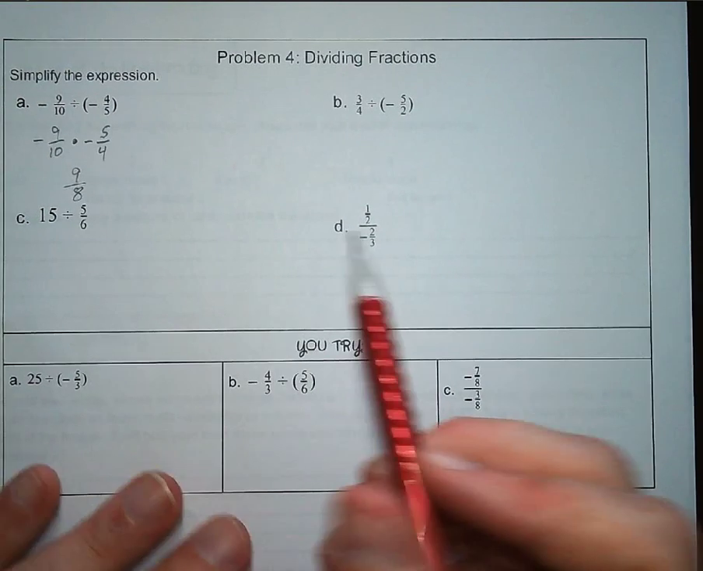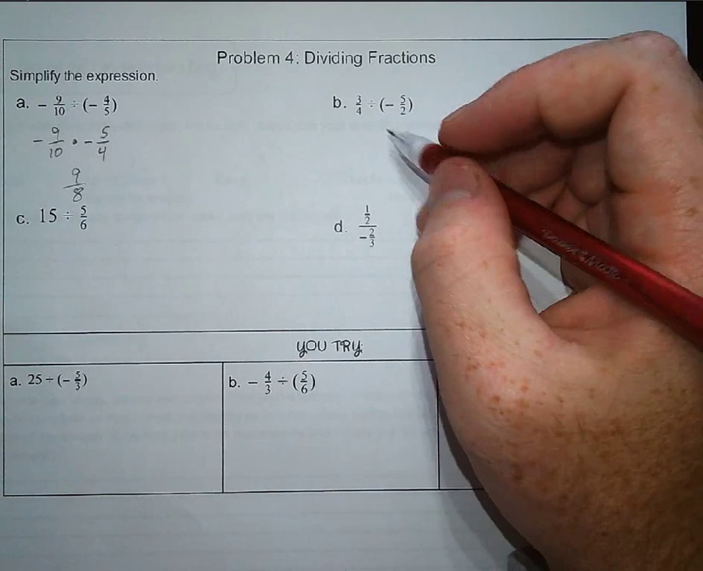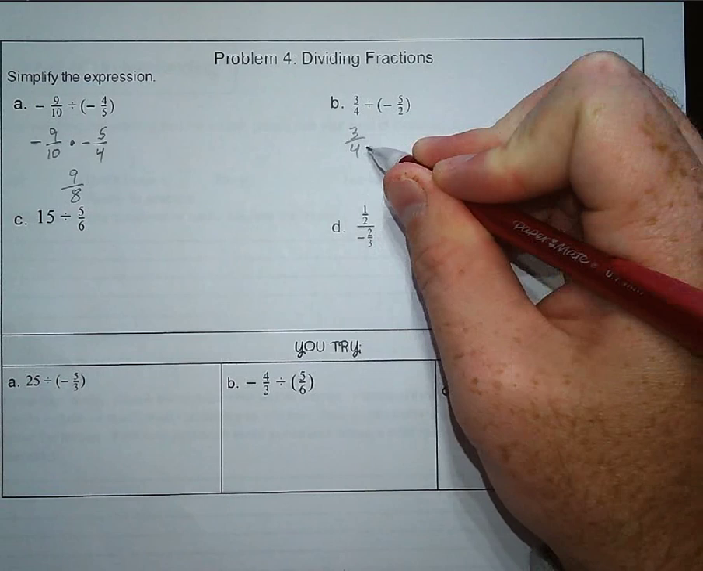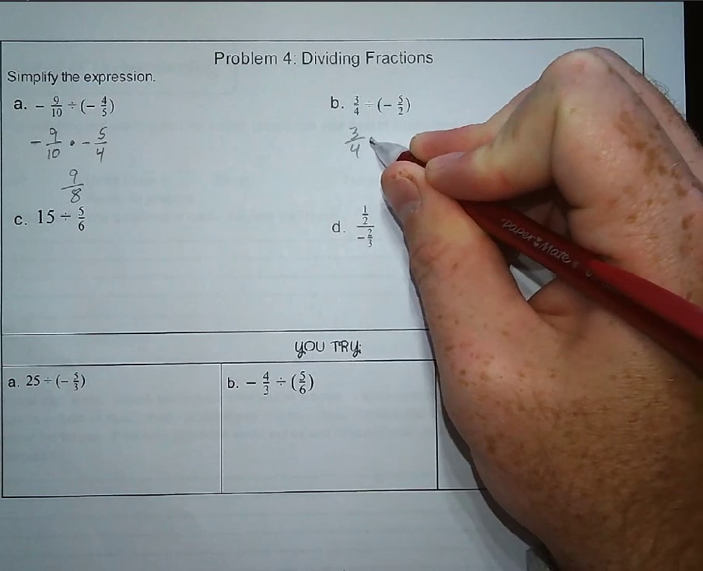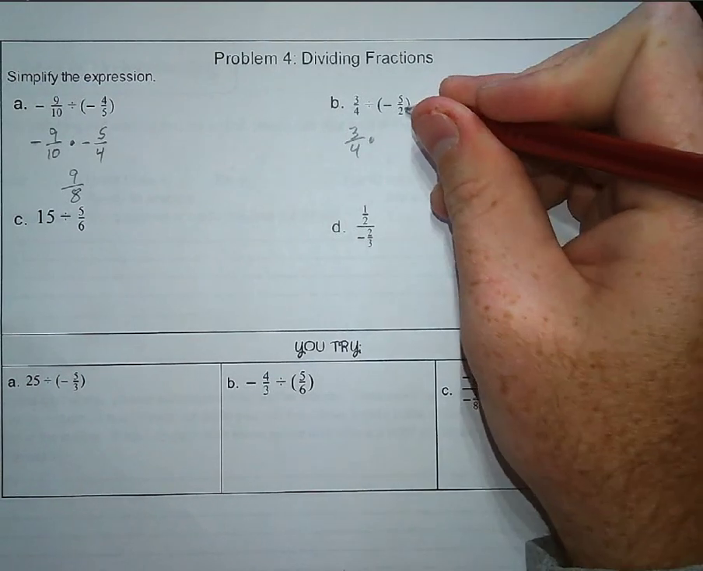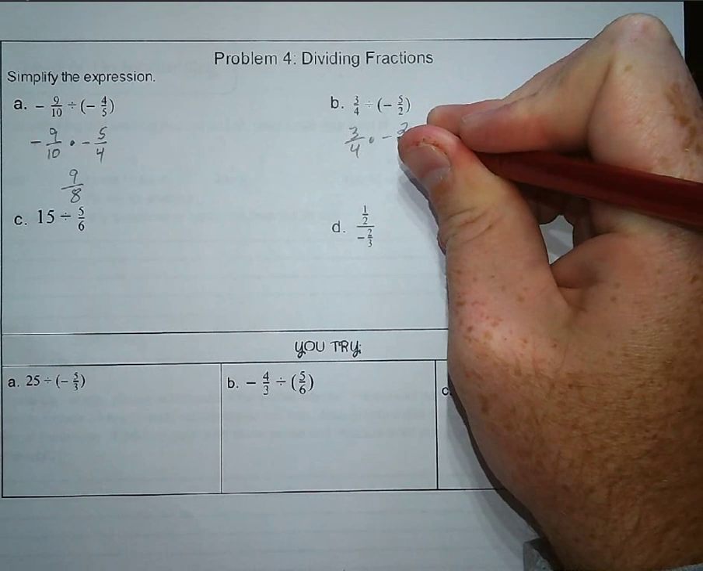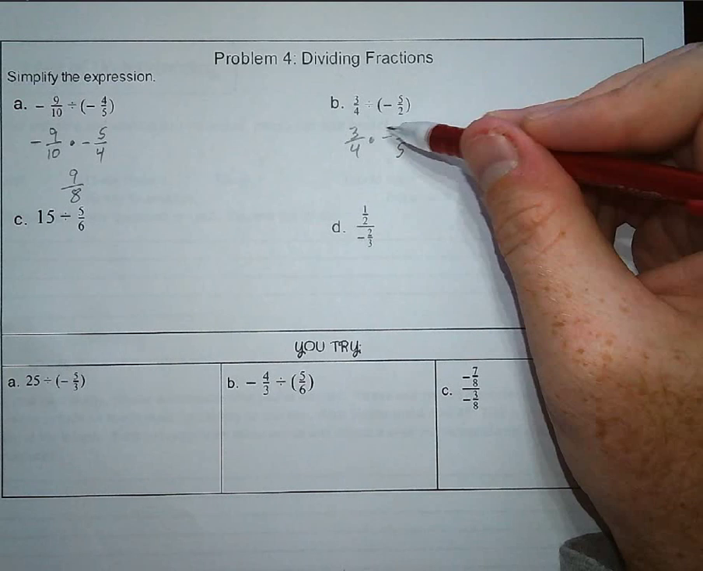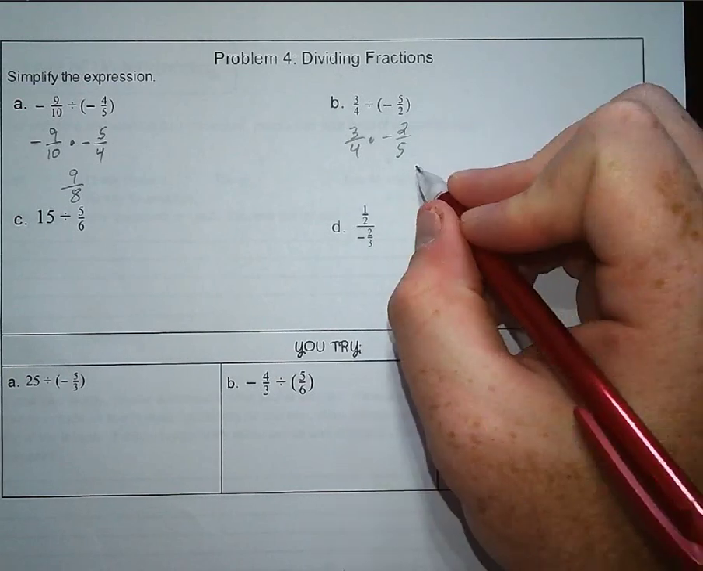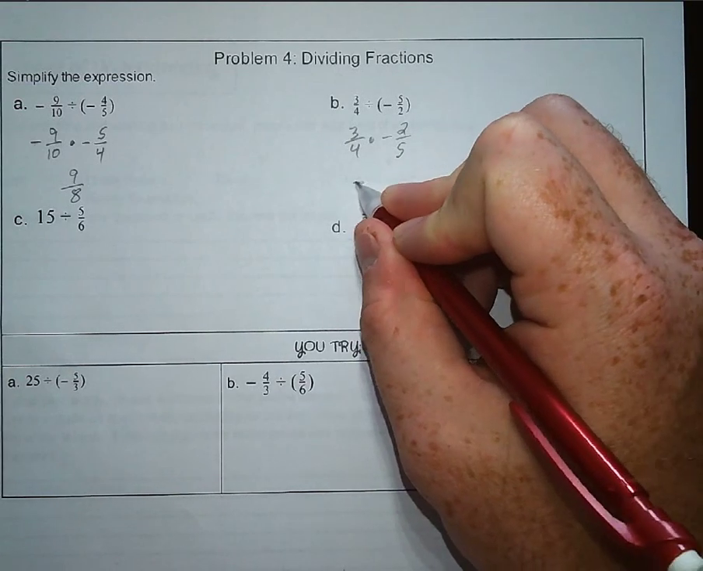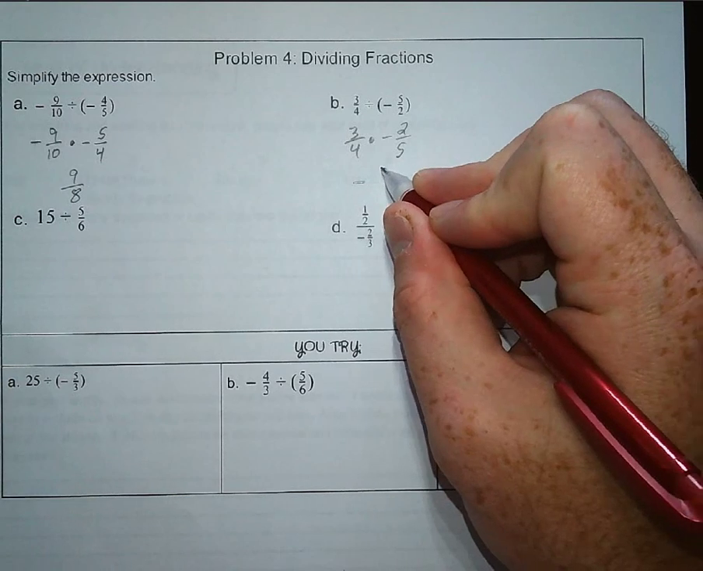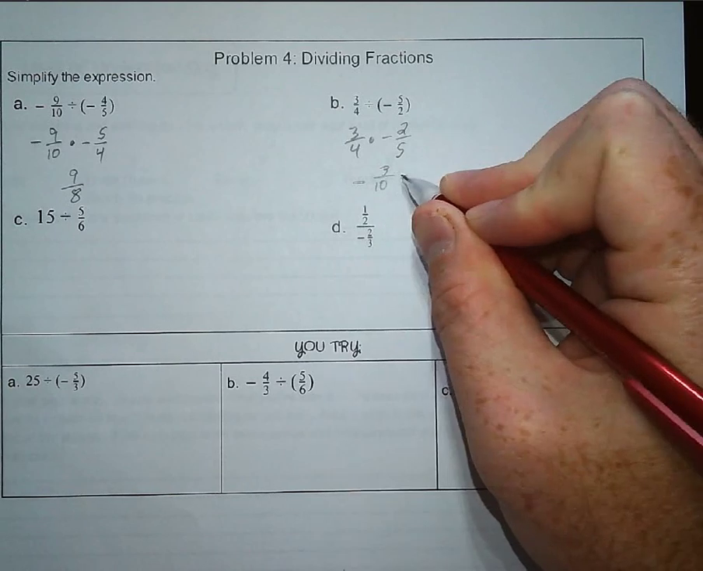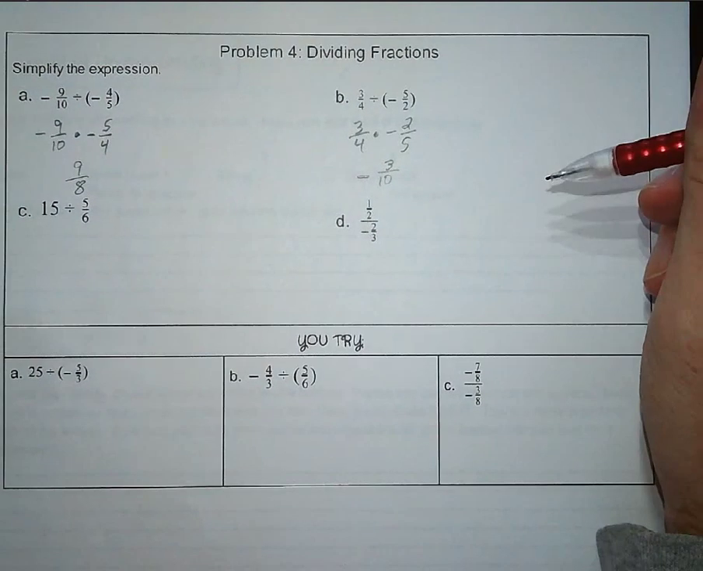Okay. Letter B, same thing. We're going to keep, change, flip. So we have 3/4. We are changing it to multiplication. Flip our fraction to the reciprocal, negative 2/5. So now we can simplify and multiply. First of all, it's going to be a negative. We're going to have negative 3 over 10. Negative 3/10 when it reduces.